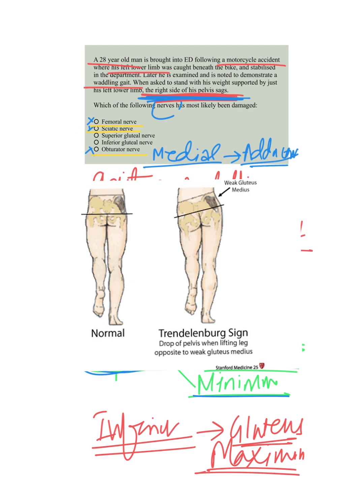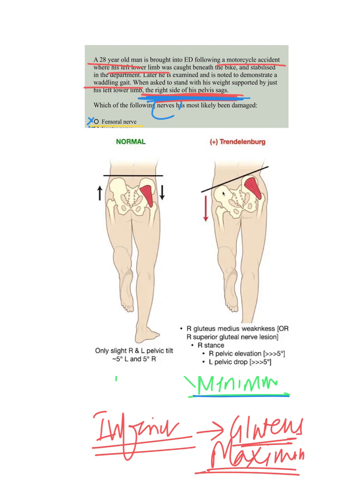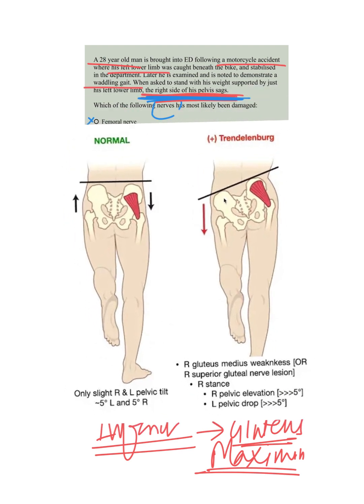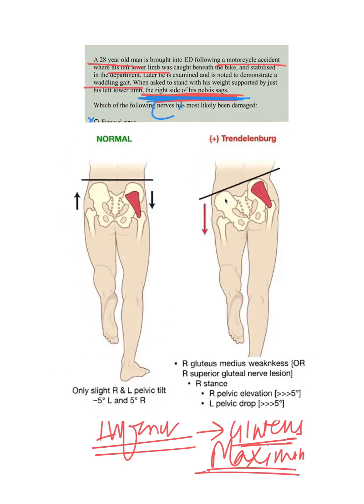Similarly, here's another picture. Let's see this one here, right? This one states that again there is weakness of the right gluteus medius muscle, which was being supplied by the right superior gluteal nerve, and now there is a lesion in the right superior gluteal nerve, so the pelvis drops on the opposite side. There is a left pelvic drop. This is basically what the Trendelenburg gait is.